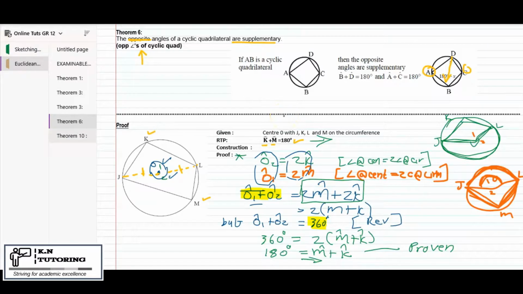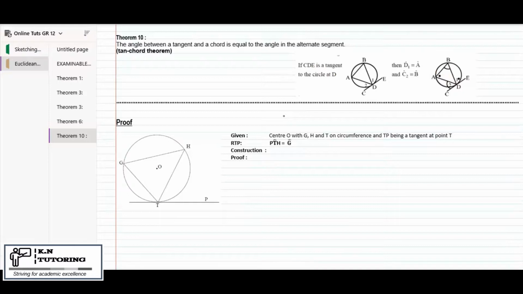We are now going to look at the last theorem that is examinable, the proof that is examinable. According to my list, this is theorem number 10, which states as follows: the angle between a tangent and a chord is equal to the angle in the alternating segment. Very, very important theorem. Every time they've given you a tangent, you are likely going to need this theorem, the tan-chord theorem. That's the summary of the tan-chord theorem.